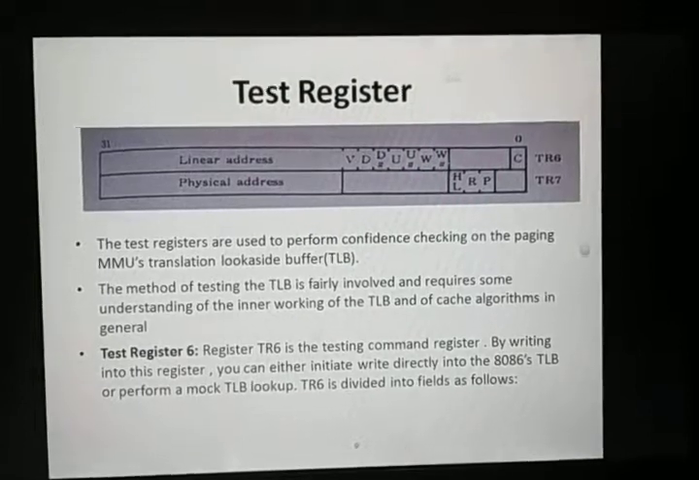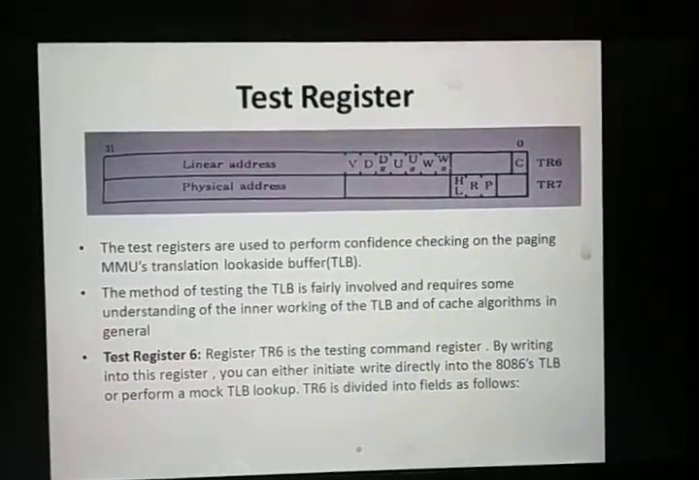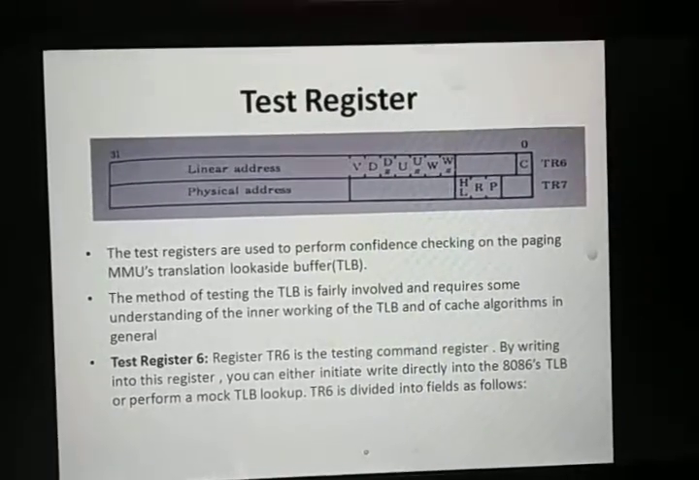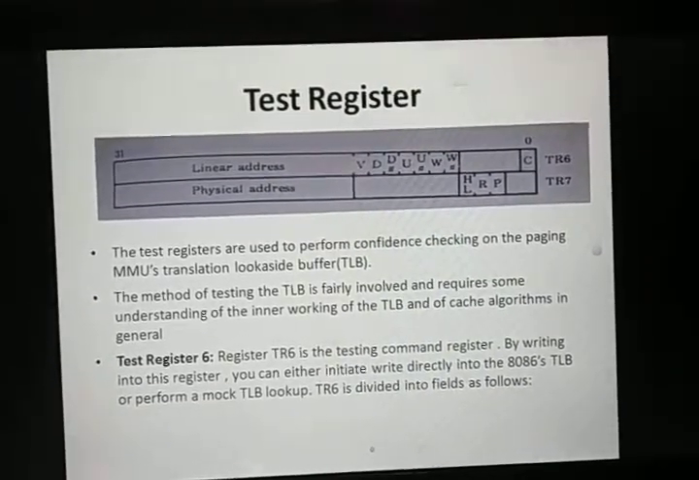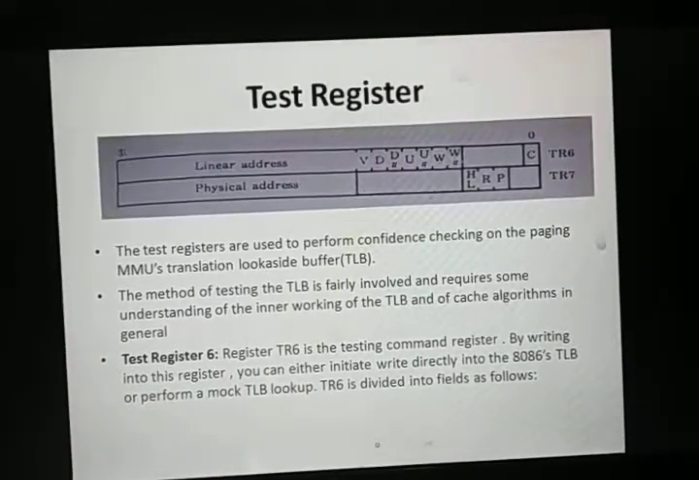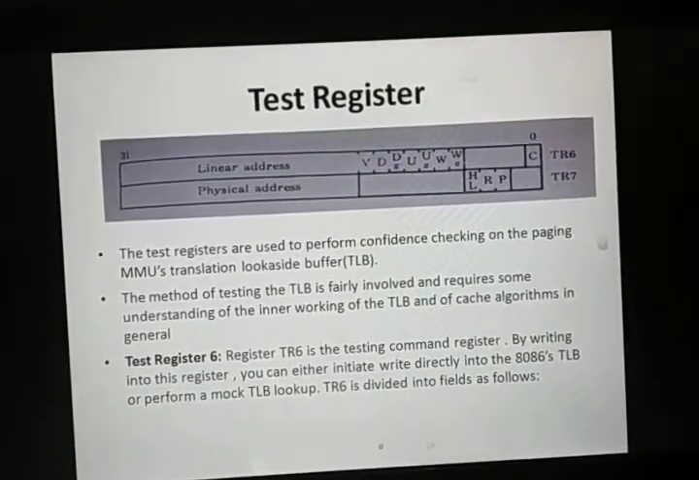Everyone. In this lecture we will discuss test registers. Here you can see two test registers, TR6 and TR7, which we are using for TLB testing. Basically these registers are used for the TLB testing. First we have to understand what a TLB is.